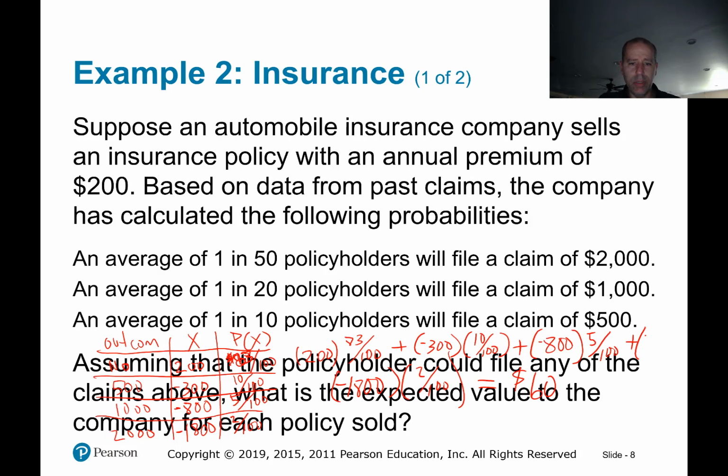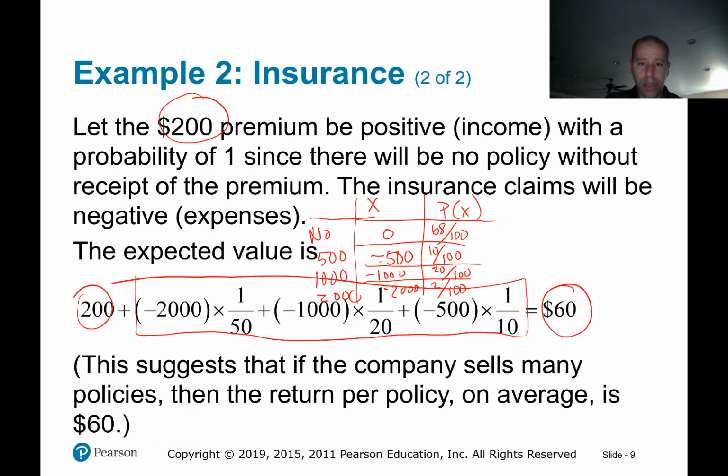Okay, so let's go back here. This wasn't 68. This was supposed to be 5 out of 100, because it was 1 out of 20. And so that'd be 5 out of 100, and so this would be 83. But again, it gives you the same answer.